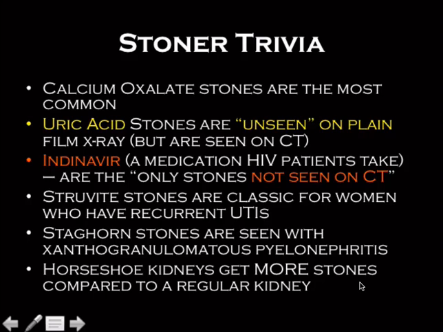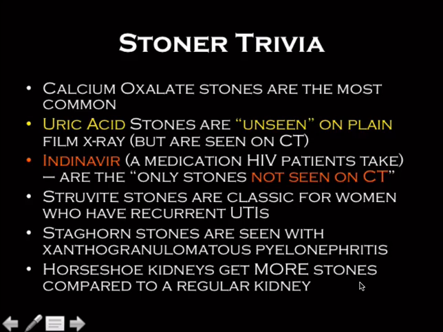Struvite stones are classic for infection. Staghorn stones are seen with XGP. So anytime you see the big bear claw kidney and you're thinking that's XGP, I always look for the big staghorn, and that makes it like, boom, got that. For sure that's what that is. If you're on the fence and you can see the staghorn and it looks like a bear paw, then you can go with that. Horseshoe kidneys get more stones compared to a regular kidney.